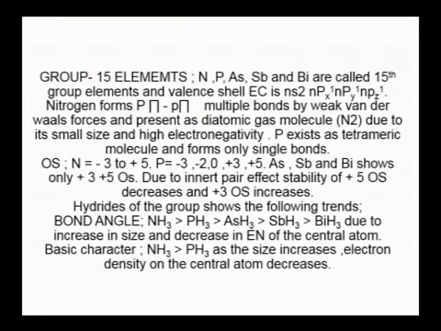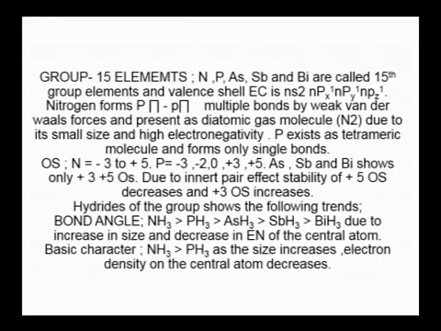Due to the inert pair effect, the stability of the +5 oxidation state decreases and the +3 oxidation state increases. That means as we move down the group from nitrogen to bismuth, the inner s electrons are not involved in chemical bonding. Therefore, the oxidation state becomes +3, hence it is more stable.